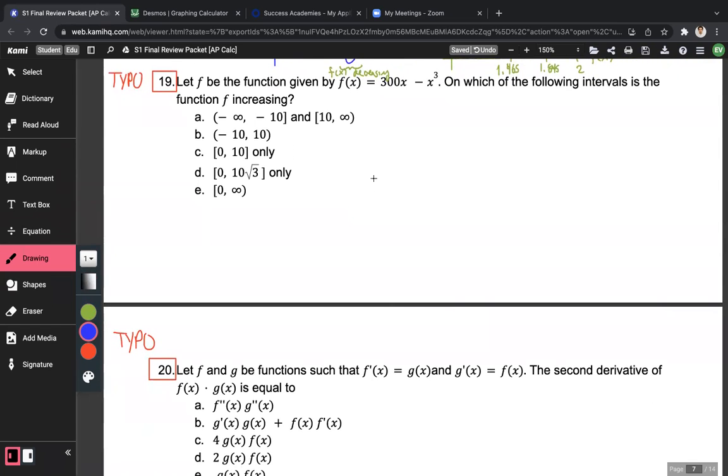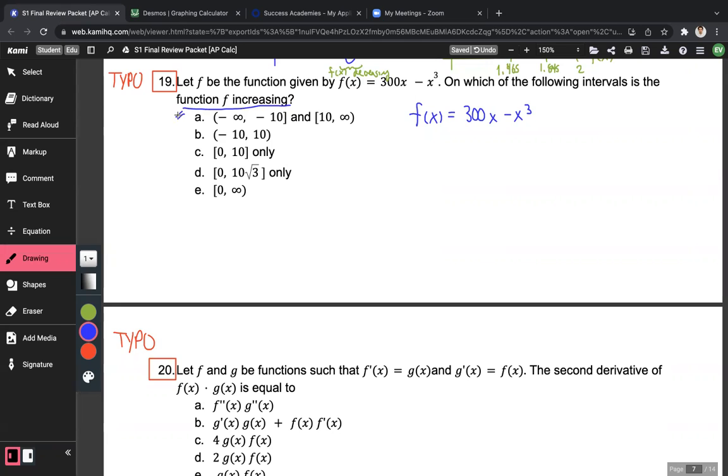All right, 19, another typo here. It's going to be a typo in the answer choices. I have made the change in mine. We'll see that when we get there. This one's a refreshing, easy one. So we're given this function f of x equals 300x minus x cubed, and we want to know on which of the following intervals is f increasing.